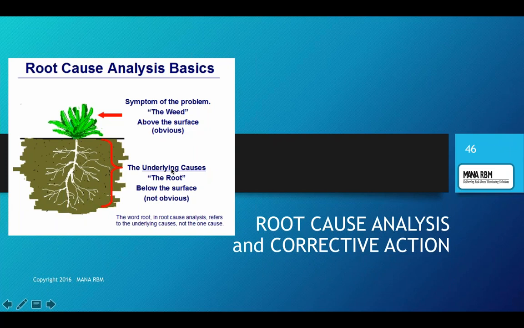And underneath is the underlying causes, or what made that symptom occur. So it would be the roots. They're not always obvious, and you could have more than one root cause for a specific symptom or issue. So that's how this may help you to think about what we're talking about with root cause analysis.